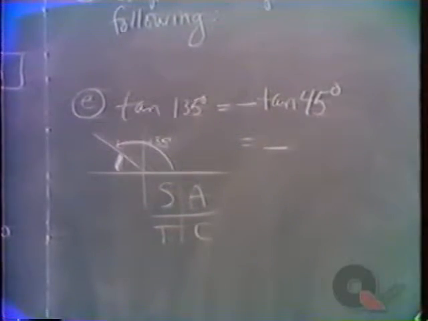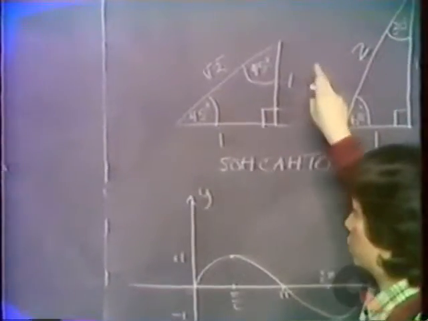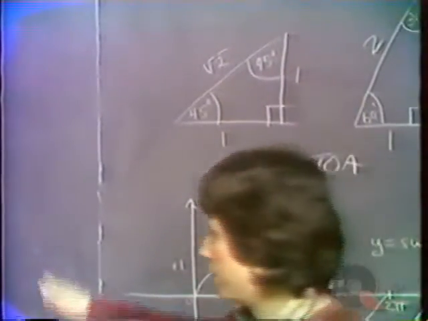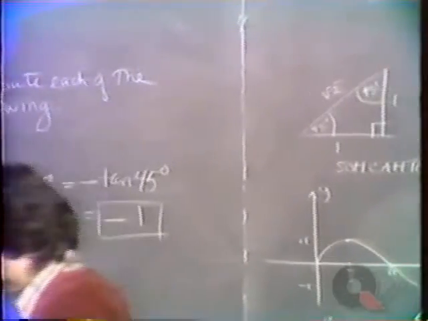Now the tangent of 45 degrees will be found from this triangle. It's opposite over adjacent. The tangent of 45 degrees is 1 over 1. Tangent of 45 degrees is 1. So the final answer here is negative 1.